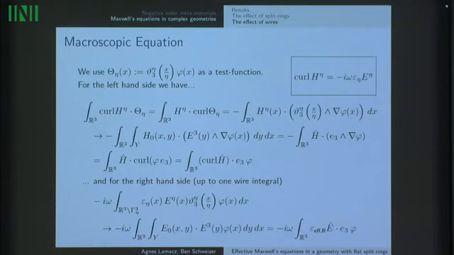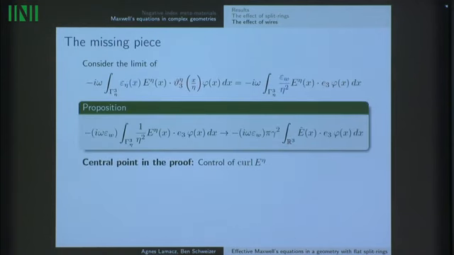Okay, and since the macroscopic test function was arbitrary, we end up with the relation curl hat h times E3 equals minus i omega epsilon effective r hat E times E3. However, this relation is only valid up to this third wire integral, which we had to exclude. And at the end, it's exactly this wire integral which plays the central role.